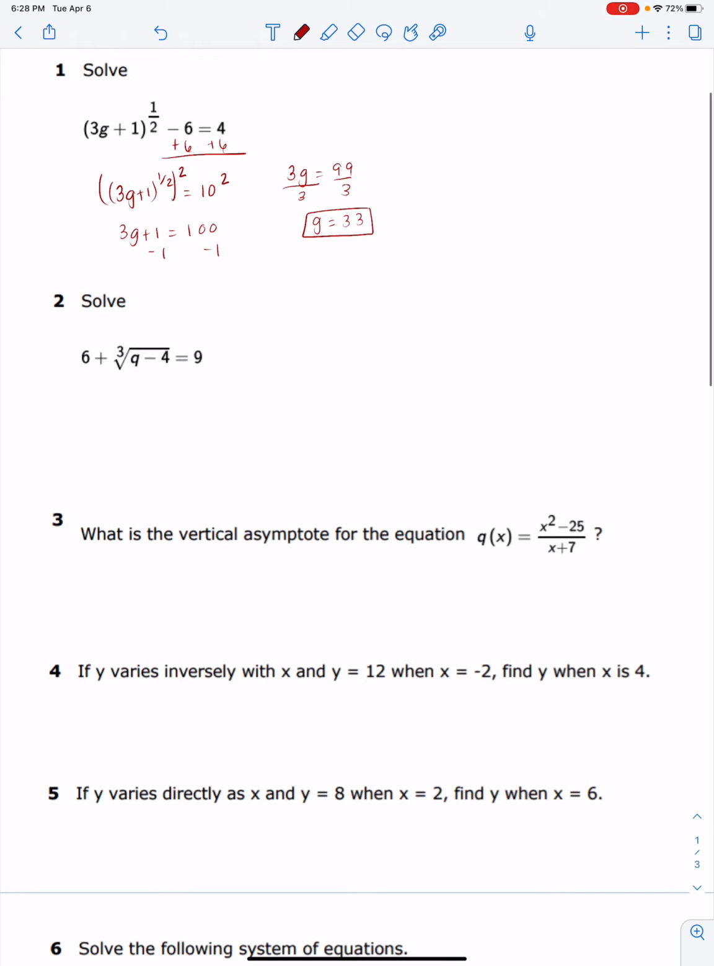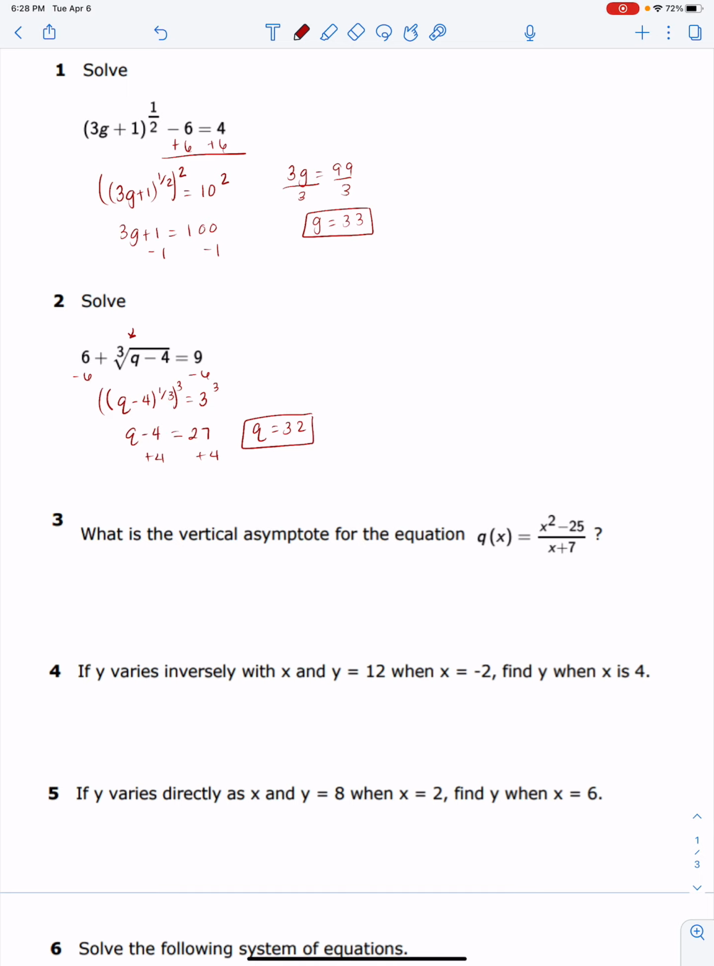Number 2, we need to isolate the cubed root. So I'm going to minus 6 from both sides. So I can write the cubed root as q minus 4 to the 1/3 power. 9 minus 6 is 3. So to get rid of the cubed root, we're going to cube everything. So I have q minus 4 equals 3 cubed is 27. 3 times 3 times 3. Add 4. Q equals 32.